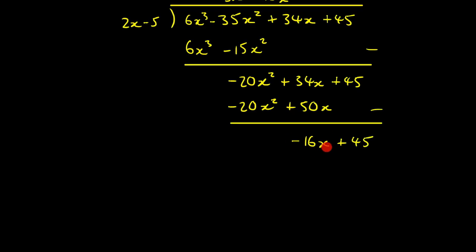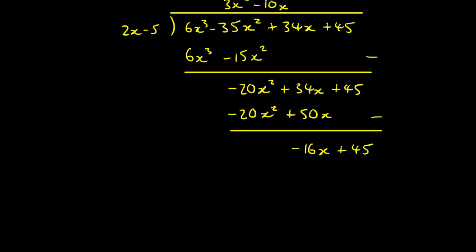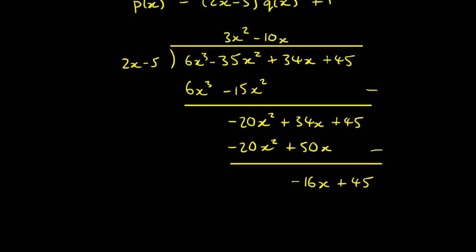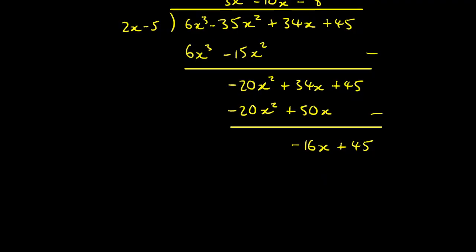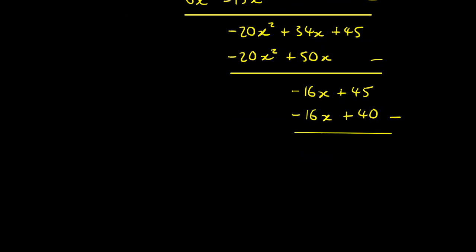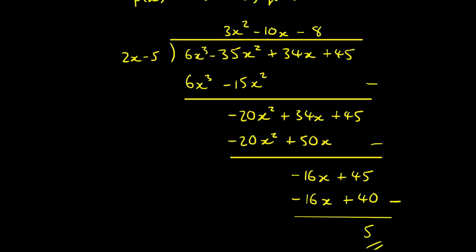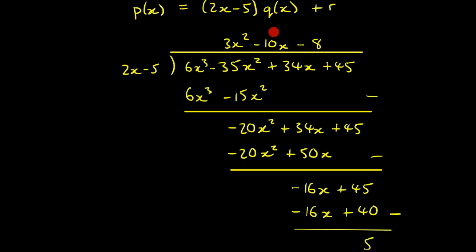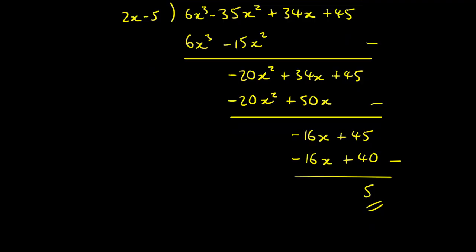Okay, we're almost at the end. The negative 16x is our new leading term. We're going to divide it by the 2x. And if we do that, we're going to get negative 8 there. Okay, and we take the negative 8, we multiply it through by 2x minus 5, which will give us negative 16x plus 40. And so then we are going to subtract that. Negative 16x minus negative 16x is 0. 45 minus 40 is 5. So in other words, if we divide our polynomial by 2x minus 5, we get this thing here, 3x squared minus 10x minus 8, with a remainder of 5.